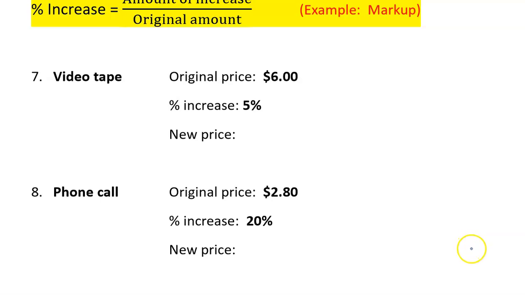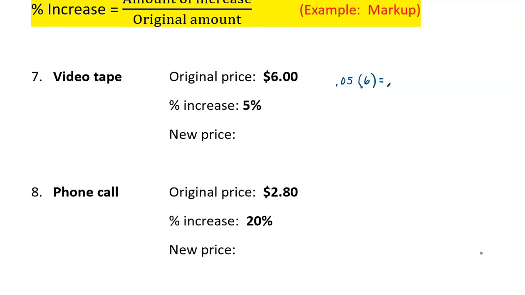There's a videotape and it's originally priced $6 and its price has been increased 5%. Question, what's the new price? We want to figure out what 5% of $6 is. So 5% in its decimal form is 0.05. Of $6 is to multiply by 6. Take a calculator and go 0.05 times 6.